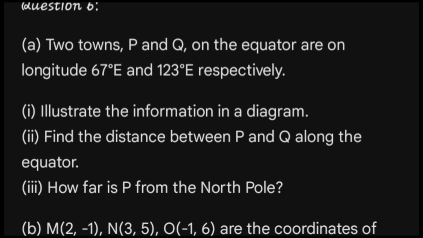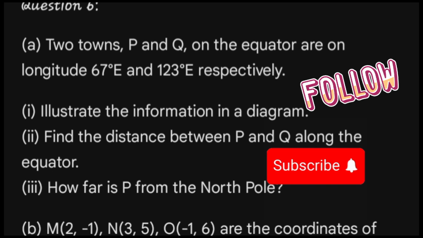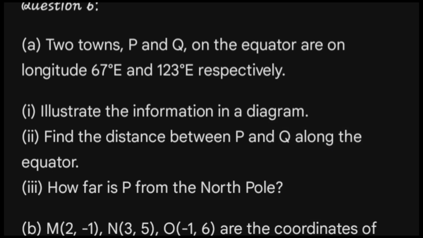Question 6. A. Two towns, P and Q, on the equator are on longitude 67 degrees east and 123 degrees east respectively. 1. Illustrate the information in a diagram. 2. Find the distance between P and Q along the equator. 3. How far is P from the North Pole?